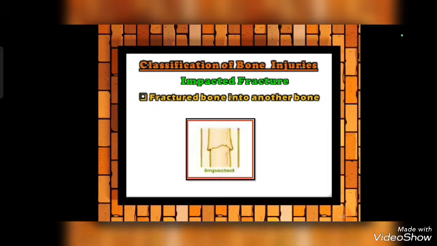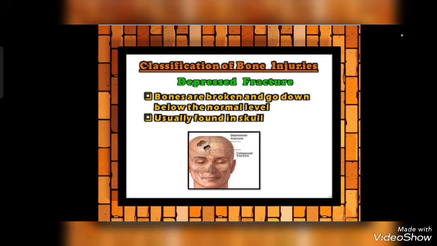Impacted fracture. Impacted fracture is when a fractured bone enters into another bone. So it is like overriding the other bone. The bone gets into the other bone. This is called an impacted fracture. Depressed fracture. Usually it is found in the skull. Here the broken part of the bone goes down below the normal level. It creates an opening in the skull.